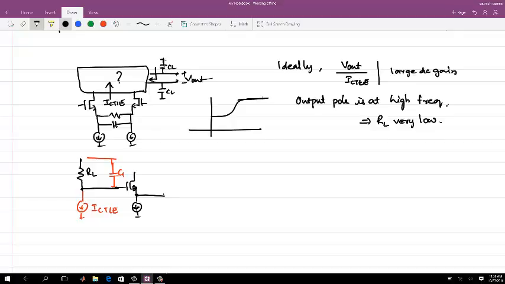Common gate amplifier will not do that. That's what I'm saying. Let's just convert into the literal translation. If Vout by Iin is very high, what is this called? Impedance or transimpedance? Transimpedance, right? You know that part or not? So if Vout by Iin is very high, that means I need a block with large transimpedance.